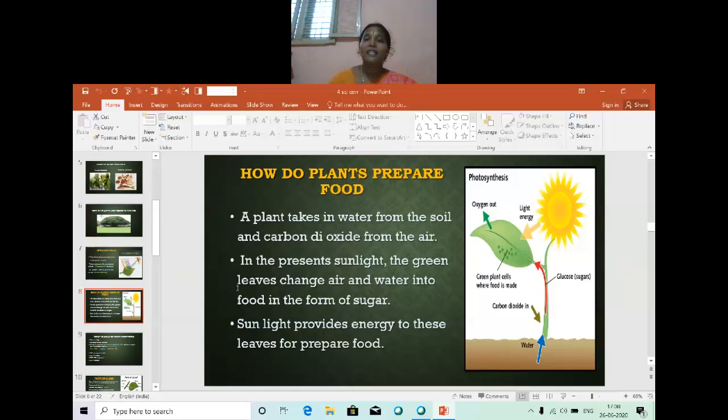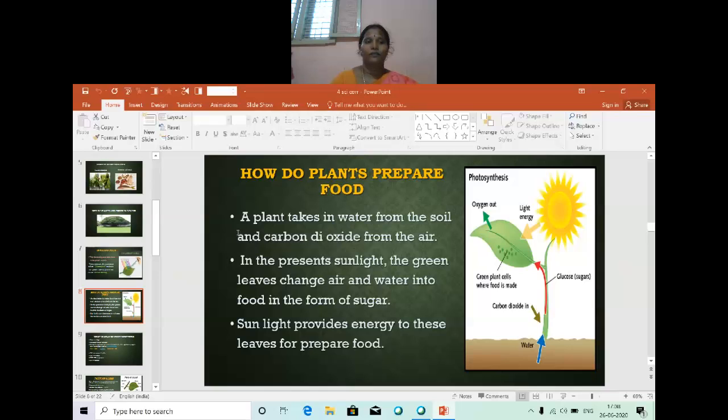Because the plants have chlorophyll, I told you, this chlorophyll helps the plants to prepare the food. The prepared food is stored in different parts of the plant. The stored parts we can eat, like a fruit, vegetable, and some other leaves, some other things we are eating. The parts of the plants we are eating as a vegetable or fruit are prepared food stored in different parts of the plant. That's why the plant is called the kitchen factory of the world.